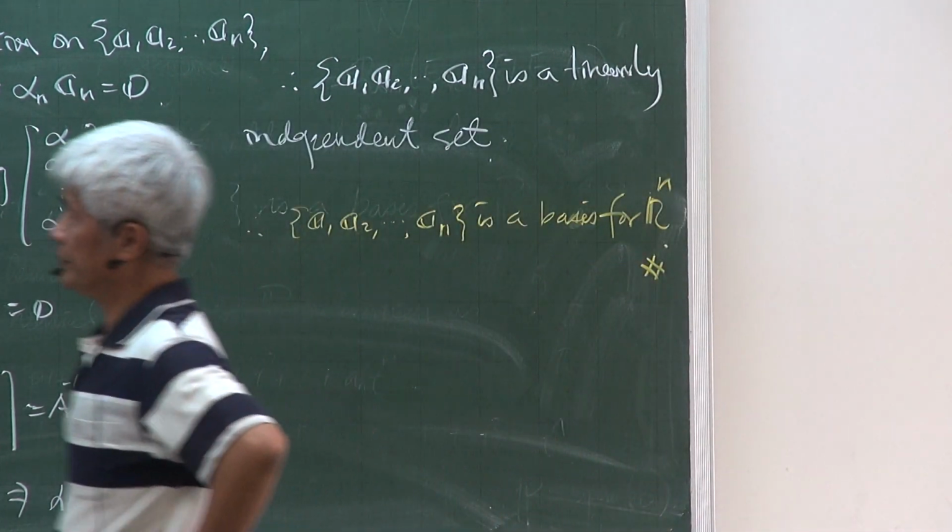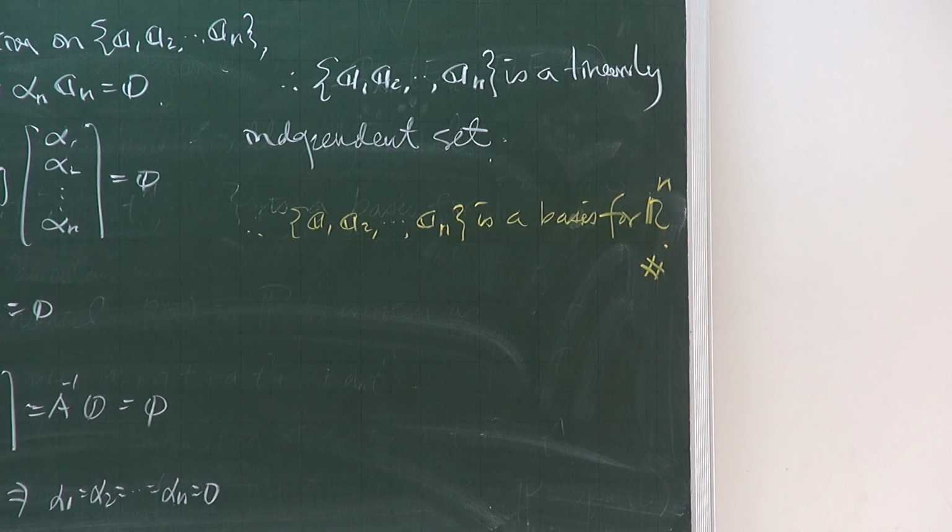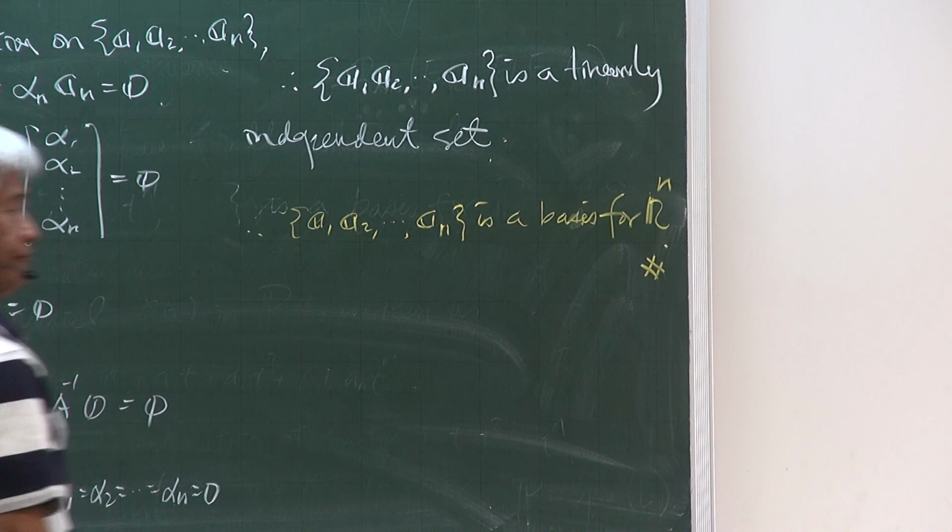The theorem is quite useful because when we look at an invertible n by n matrix, the n columns of the matrix will be a basis for Rⁿ. Okay, so I stop here.